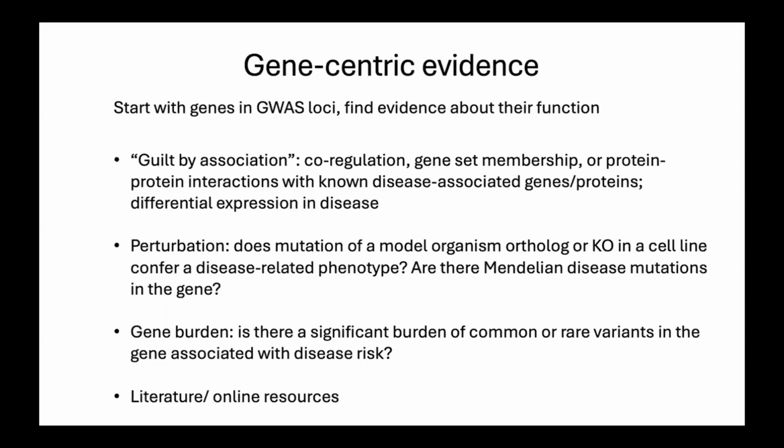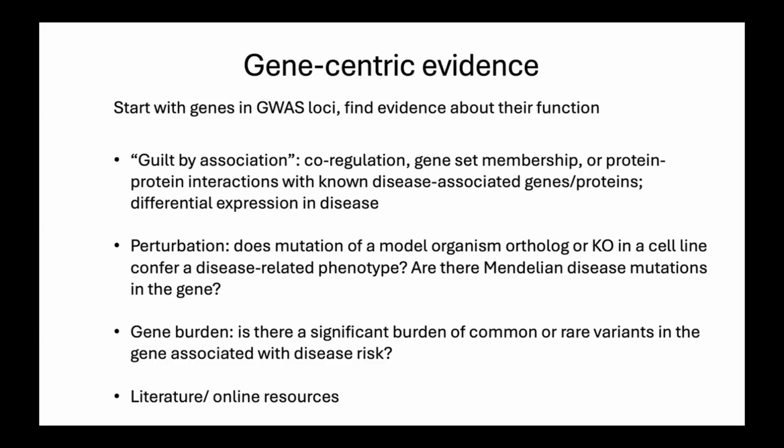So the other major category of evidence that we considered was gene-centric. In this approach, you start just with the genes that are in the GWAS loci and look for evidence about their function. One major category for this is built by association, which I love this phrase. I think it's really useful. I didn't come up with it, but just the idea that a gene that's involved in disease is going to have relationships with other genes that are involved in the same disease. And maybe they're co-regulated, or they belong to the same gene set, such as pathway, or the proteins interact, or there's differential expression in disease tissue relative to healthy tissue.